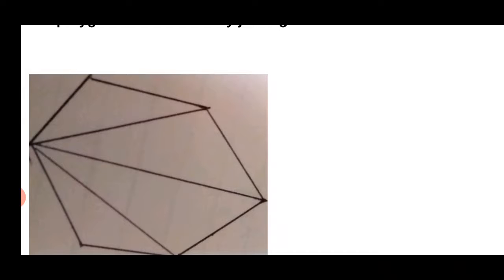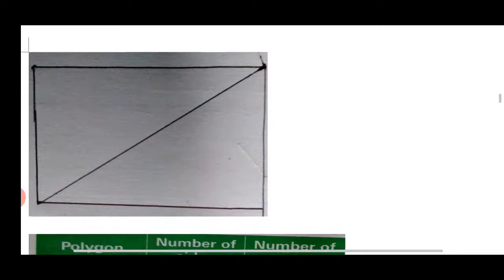This polygon is a hexagon. So in the hexagon, we are able to obtain 4 triangles. Also, this is another polygon, a pentagon. In a pentagon, we are able to obtain 3 triangles. This is a quadrilateral. In a quadrilateral, we are only able to obtain 2 triangles.